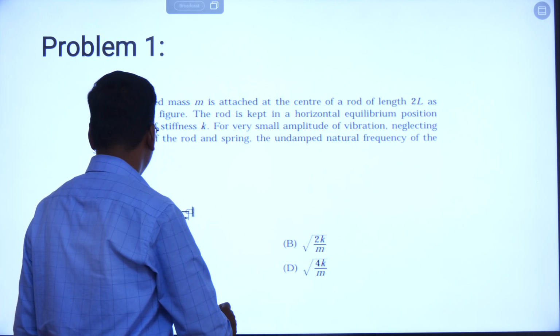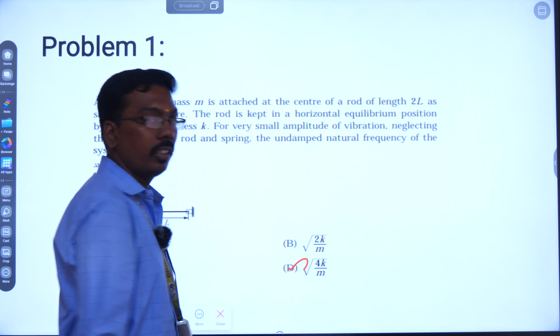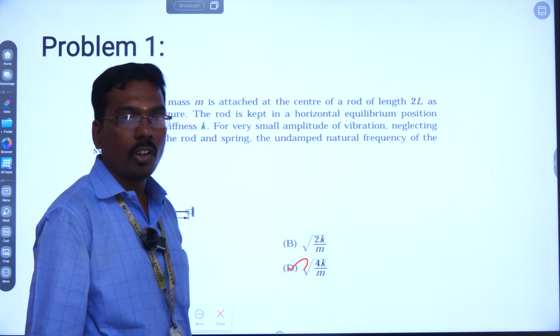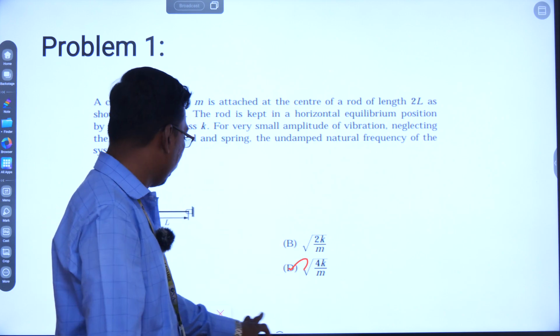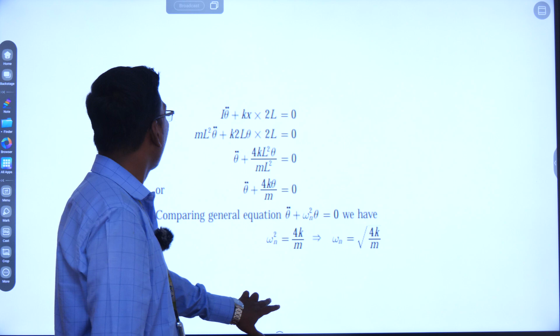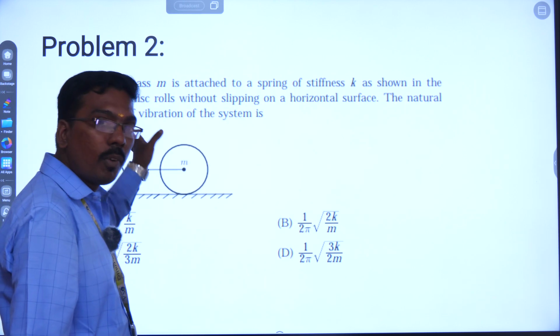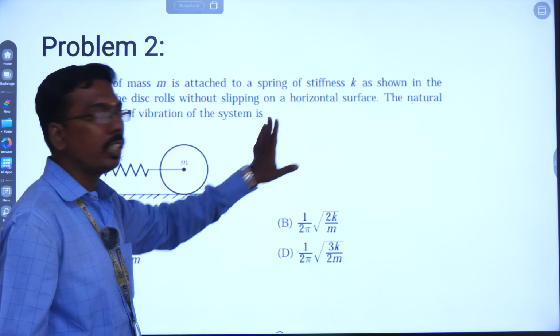D is right. The value is nothing but root of 4k by m. Okay. Then we have to look at the second problem. The second problem: a disk of mass m is attached to a spring of stiffness k.